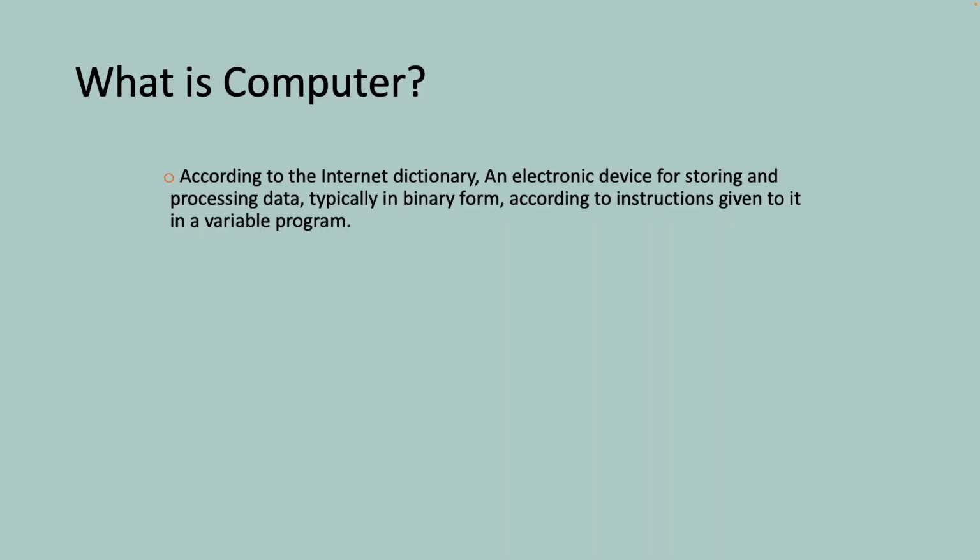So what is a computer? According to Internet Dictionary, an electronic device for storing and processing data, typically in binary form, according to instructions given to it in a variable program.